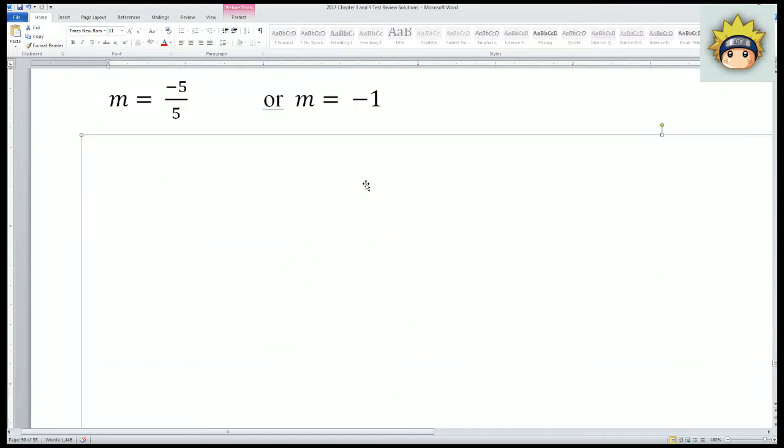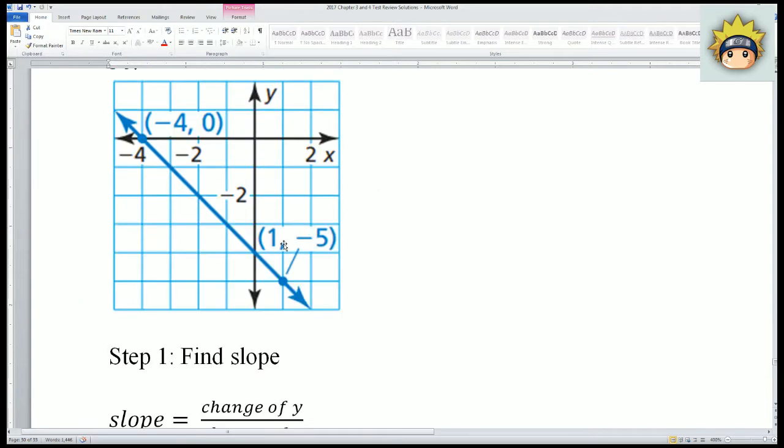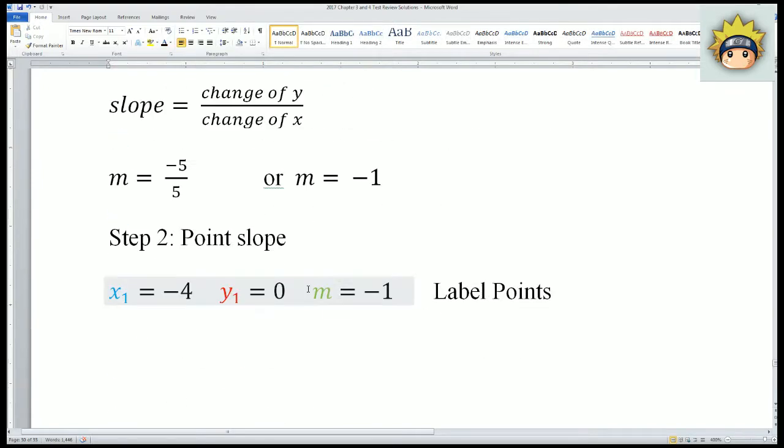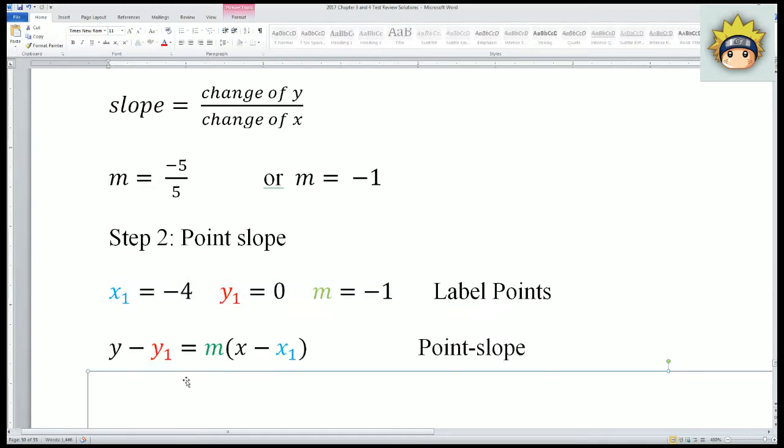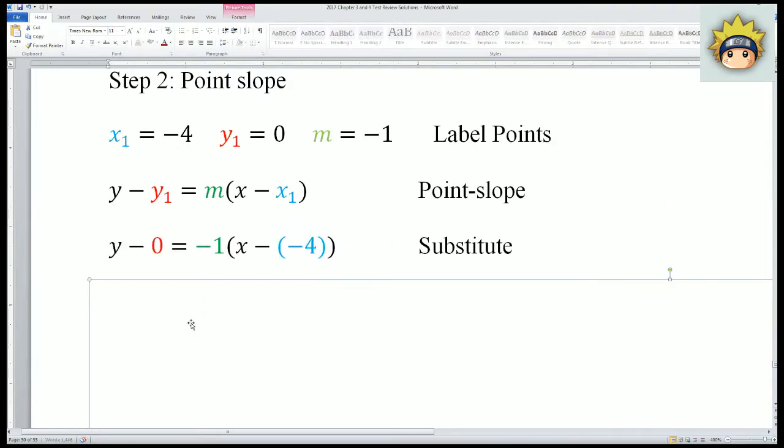That is my slope. I'm going to use my first point here of negative 4, comma 0, but again, you can use either point. You're still going to get the correct answer. I label my points. x1 is equal to negative 4, y1 is equal to 0, and m is equal to negative 1. I write the equation that I'm going to use for this. I'm going to be using point slope because I have a point and a slope. I'm going to make that substitution here for you. y minus 0, because that is what y1 is equal to, negative 1 parentheses x minus a negative 4, right?